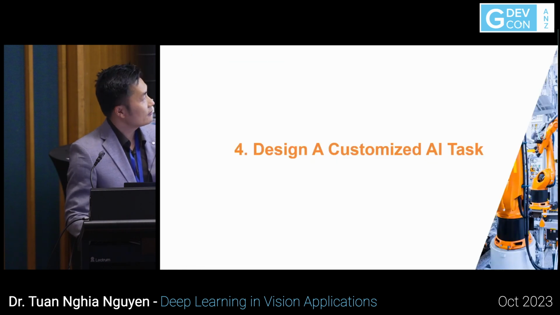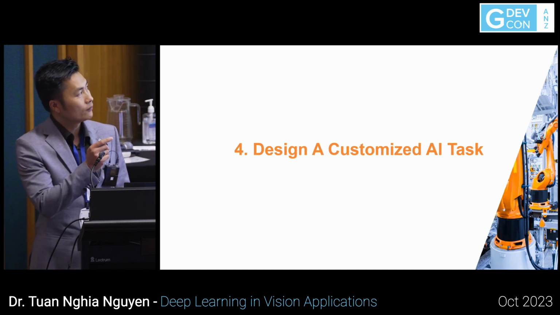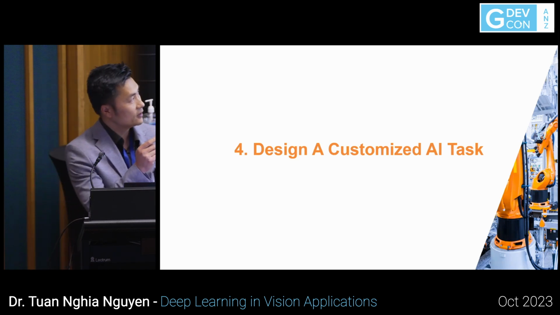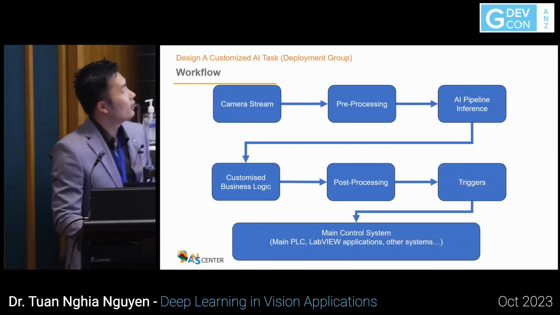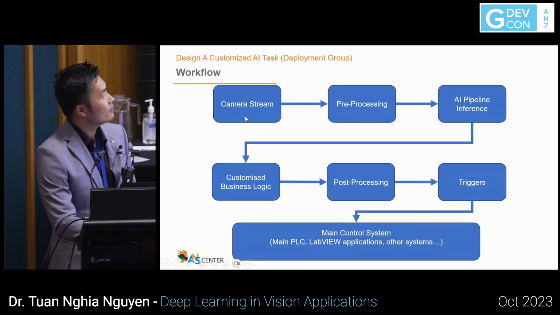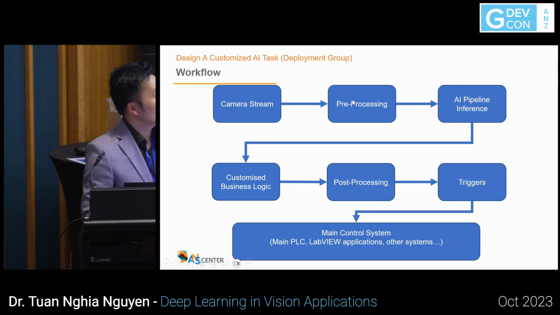And then the second step is we need to design a certain AI task, which again comes back to, for example, the defect detection with the carton box, right? So the workflow is we get the camera stream, and then we do the pre-processing. The pre-processing is like we use different types of techniques in order to do the image enhancing, and from that we can combine different types of AI models to form the AI model pipeline to do the inference.